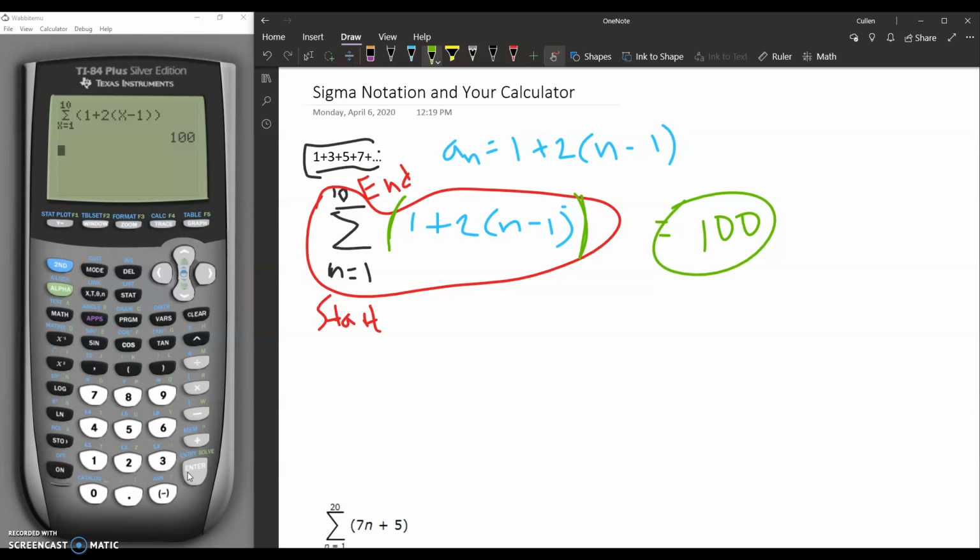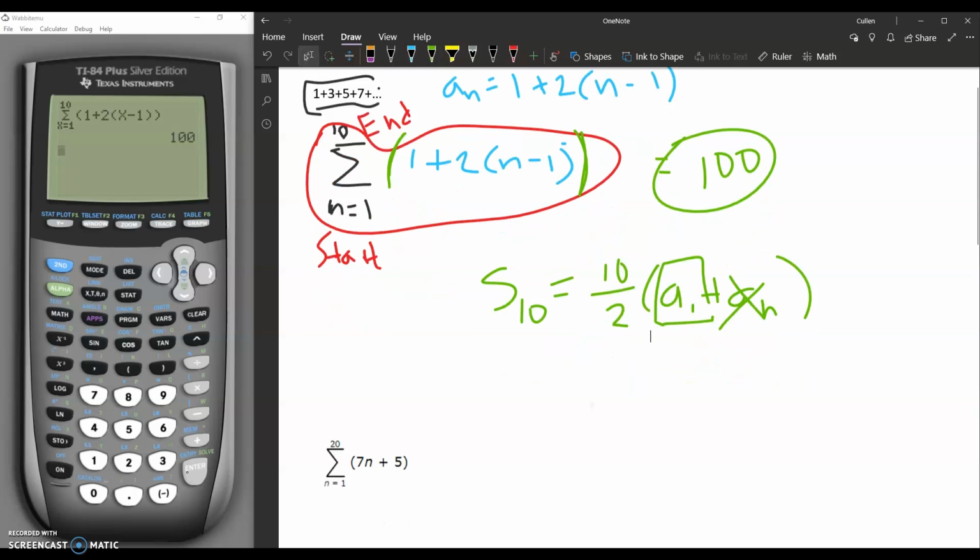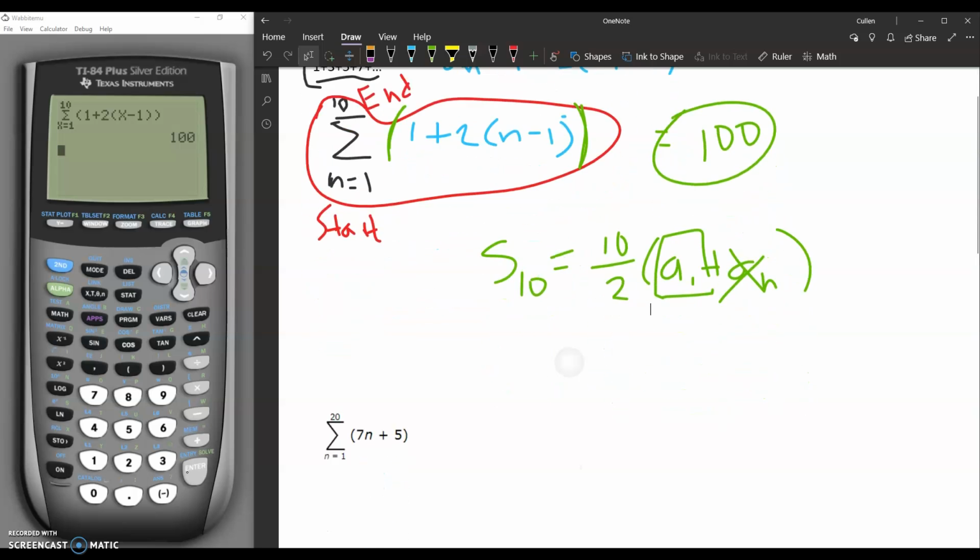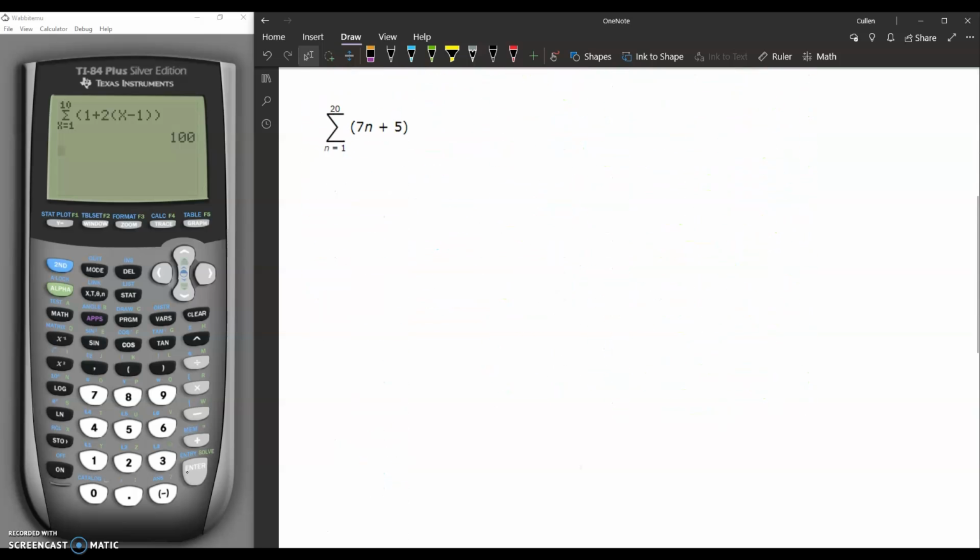And see, using sigma notation can be more complicated. Like, we had a formula that would have summed this up yesterday. It told us S10 would be 10 over 2 times a1 plus an. But what's nice about this is you don't even have to go find an, and it tells you what a1 is. a1 here would be 1, and then a10 would be whatever you got when you plug 10 in. But this sigma notation in your calculator eliminates the need for you to do that.